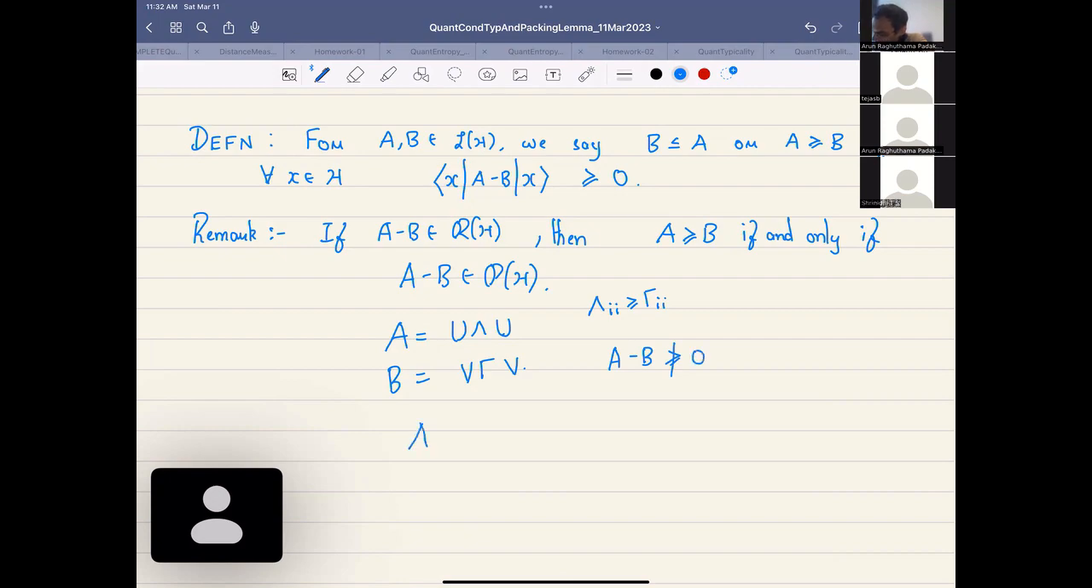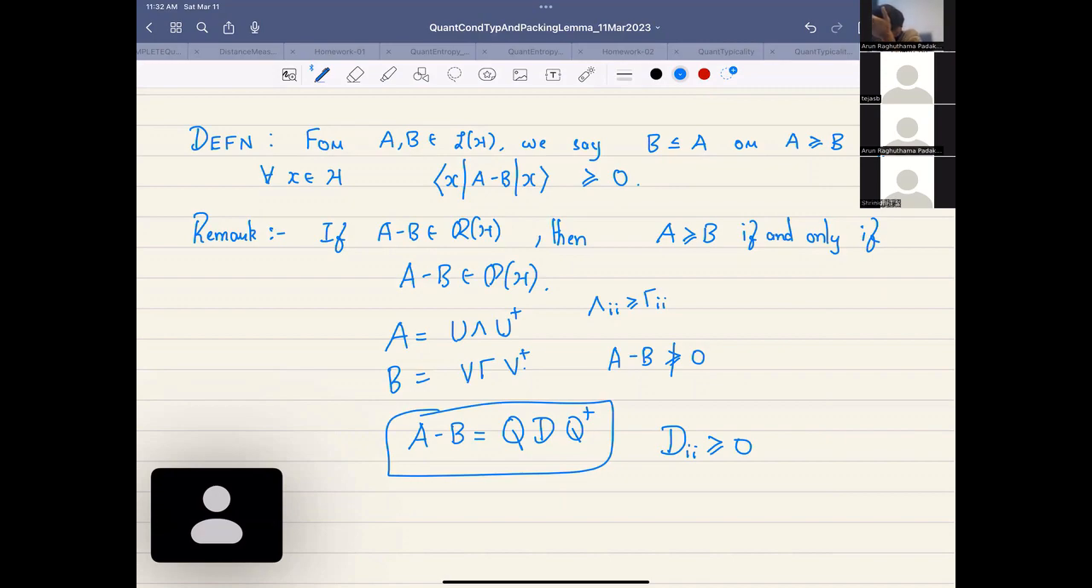You should look at A minus B, do the spectral decomposition Q D Q dagger, sorry, this should be daggers. And then if the eigenvalues of D_i are all positive, then you can say A is greater than or equal to B. You have to be careful. Okay, you see the distinction, right?